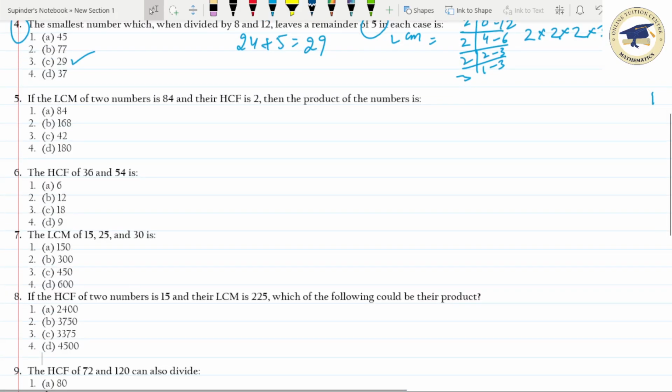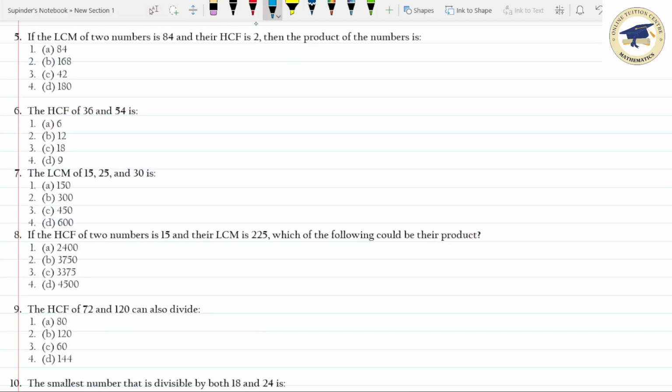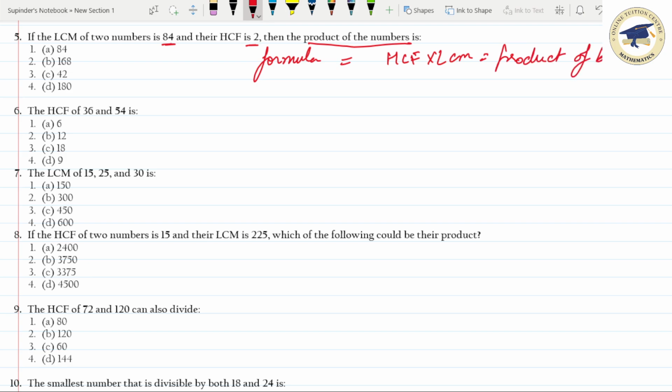Now we move to question number 5. If LCM of two numbers is 84 and HCF is 2, find the product of both the numbers. Again we use the same formula, HCF multiplied by LCM is equal to the product of both the numbers. So here LCM is 84 and HCF is 2. So 168 is our answer.